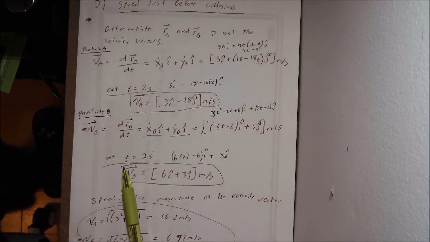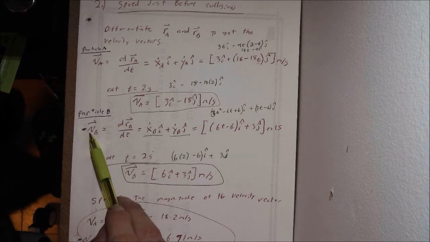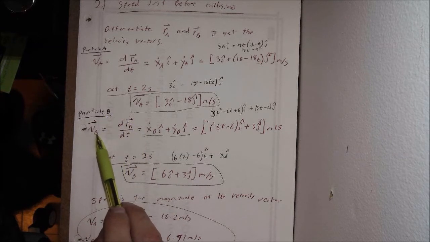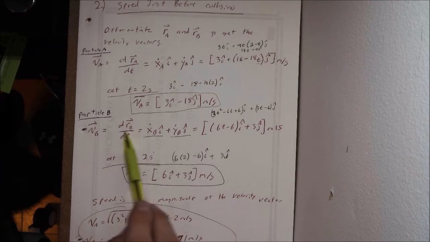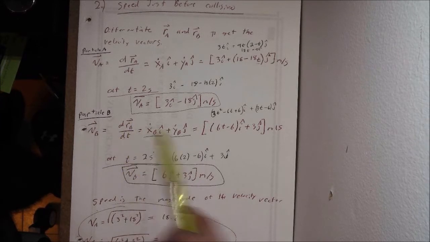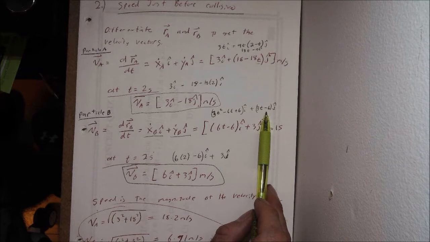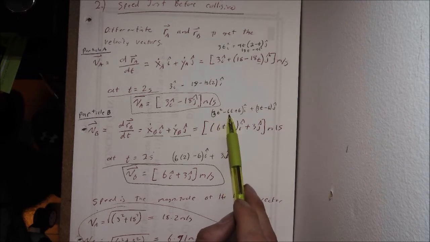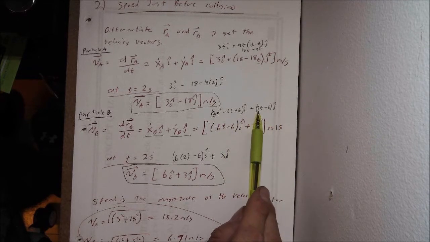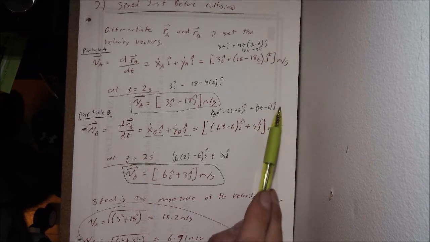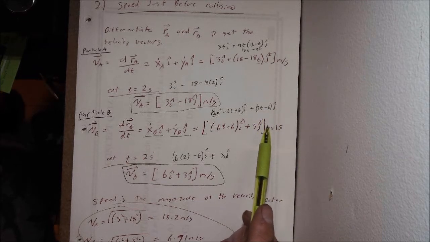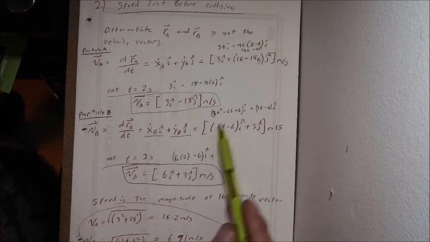Now we want to do the same exact thing, but for particle B. The velocity vector for particle B is equal to the first time derivative of our position vector for particle B. Here's our known position vector for particle B: 3t squared minus 6t plus 6 in the i hat plus 3t minus 6 in the j hat direction. So we do the same thing here and take our first time derivative.